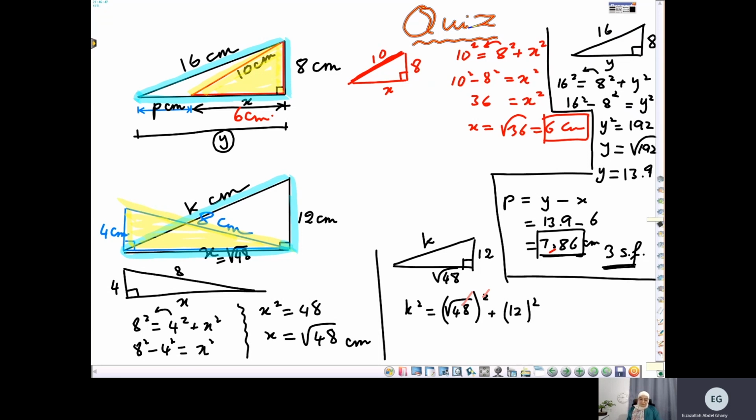So it's already written on your display. 48 plus 12 squared is 192. So k will be the square root of 192. Root, answer, equals 13.9 centimeters. Does it make sense? Yes. It is the longest side in the blue triangle. But we don't know root 48 is how much. Root 48 is 6.9.